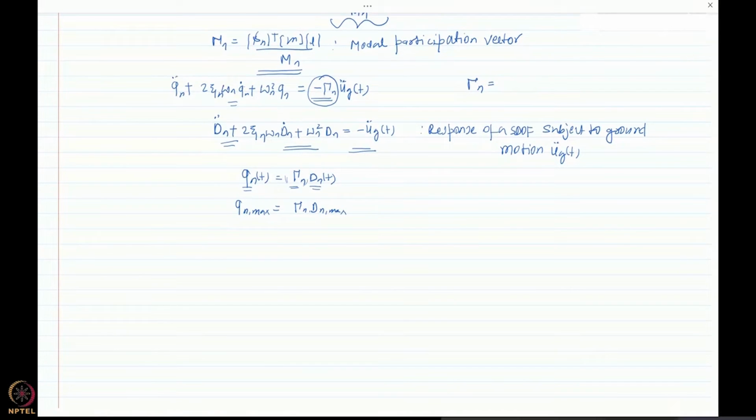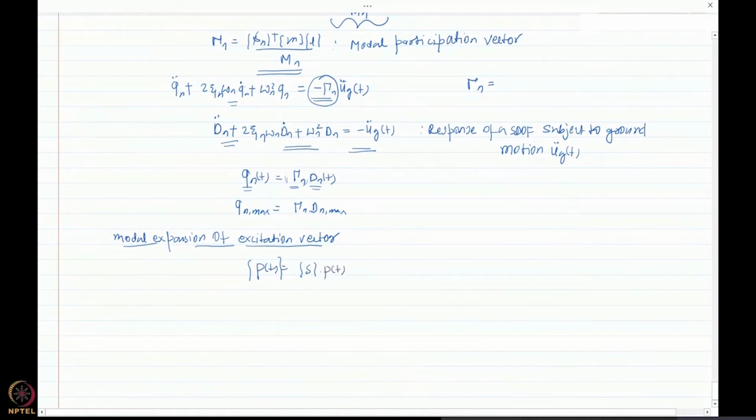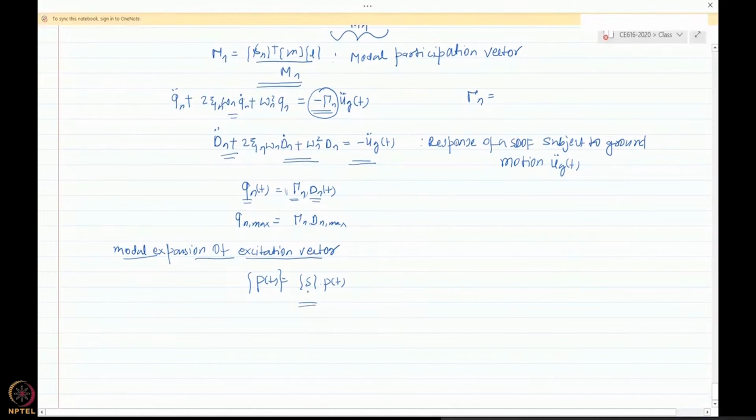Now let us see, we also talked about how to do the modal expansion of the excitation vector, remember? And we said that if for some special cases my p vector, the applied force vector, can be written as a spatial distribution S times the same time distribution, and this is specifically true for seismic excitation, then I can perhaps find out the contribution, or basically the expansion, of this vector S in each mode.